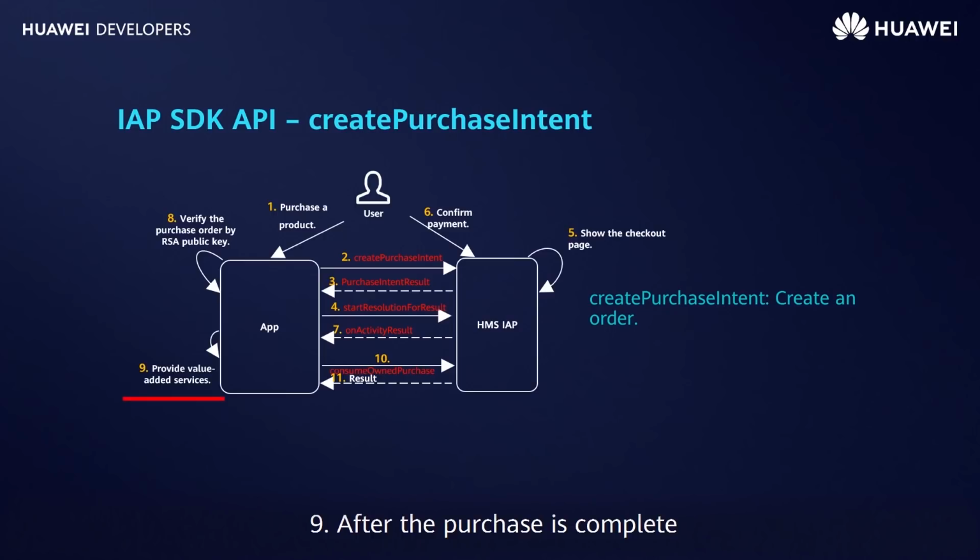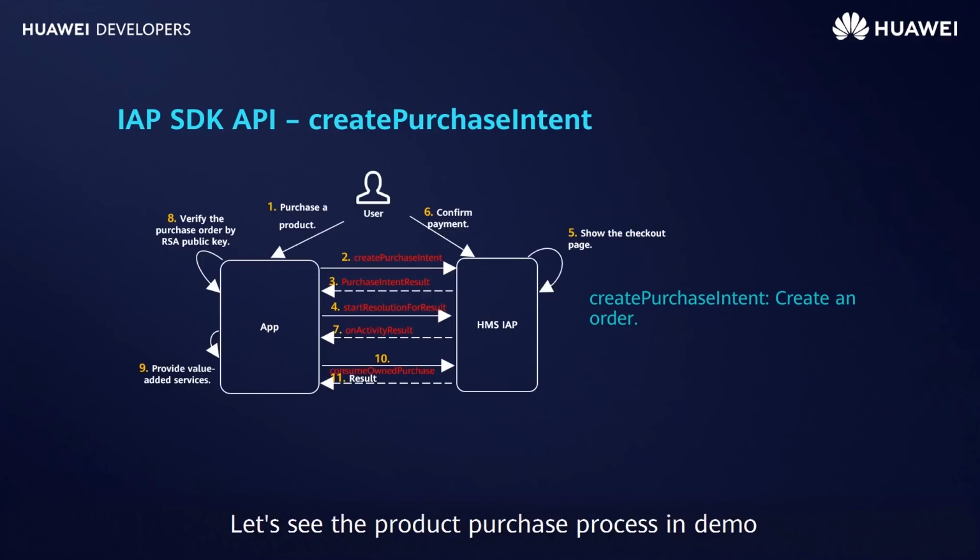9. After the purchase is complete, the app starts product delivery. 10. The developer calls the consumeOwnedPurchase method to synchronize the delivery status to the IAP server. 11. The IAP server returns the execution result of the consumeOwnedPurchase method.